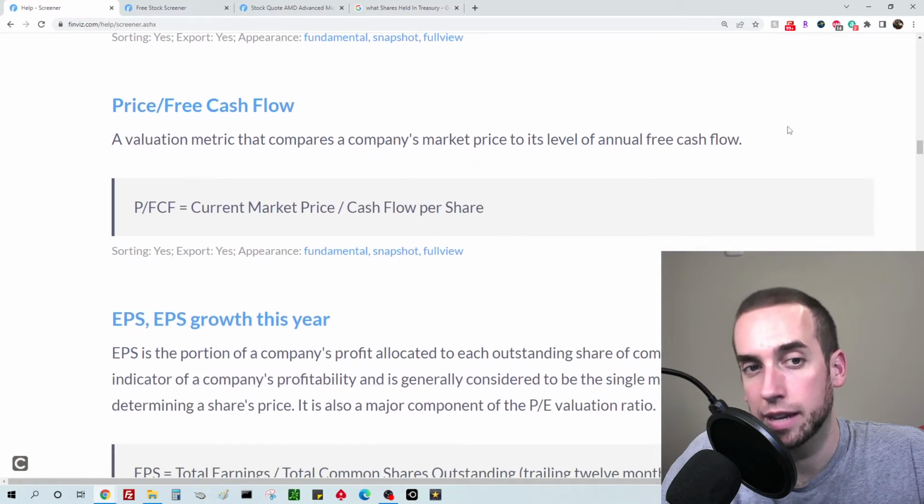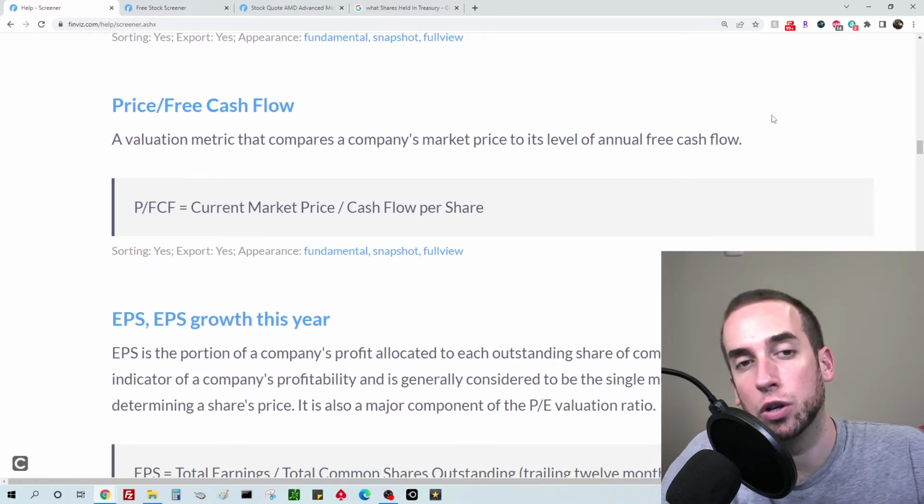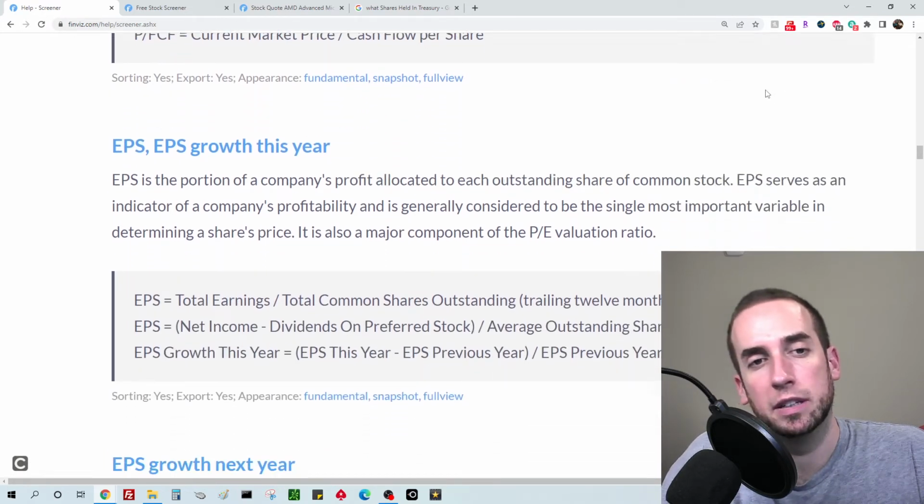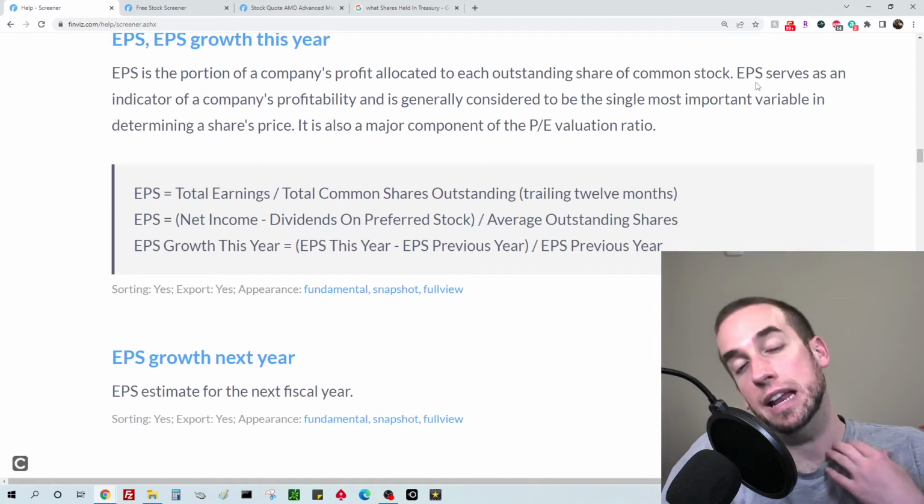So, yeah. Next, we have price to free cash flow. A valuation metric that compares a company's market price to its level of annual free cash flow. And in a box on the Finviz site, we have P/FCF equals current market price divided by cash flow per share. Cool.